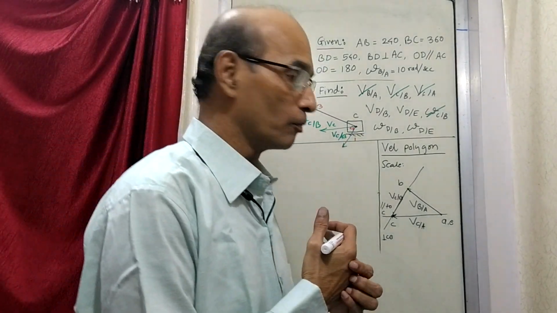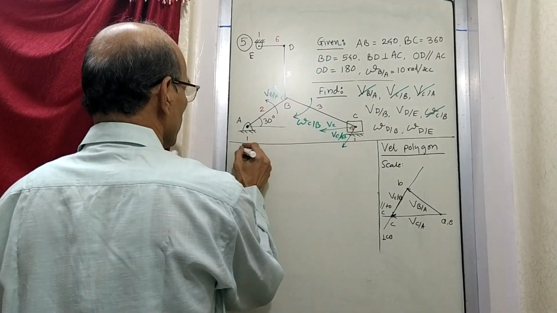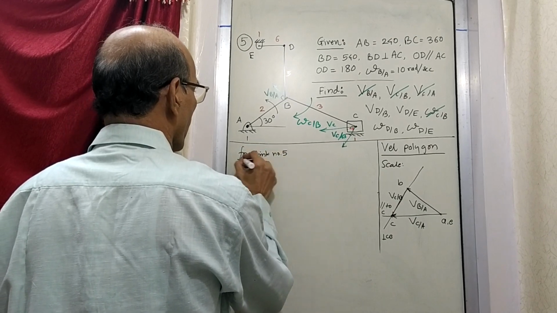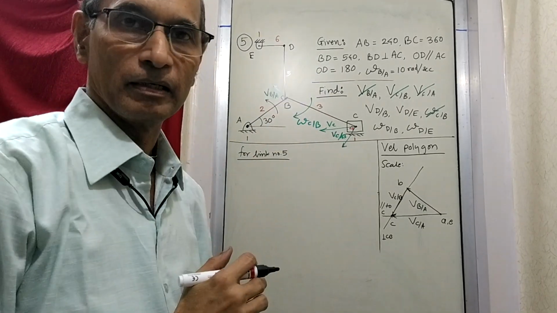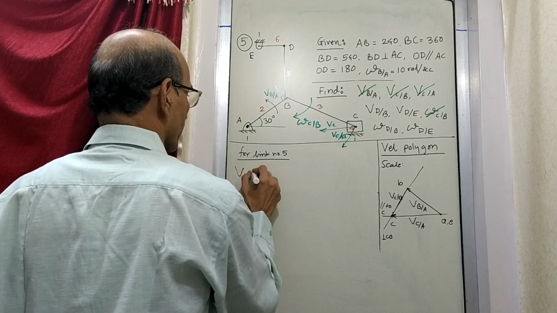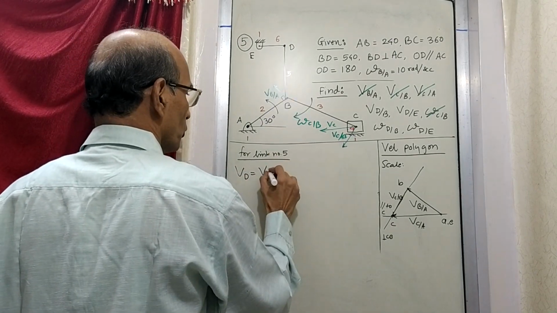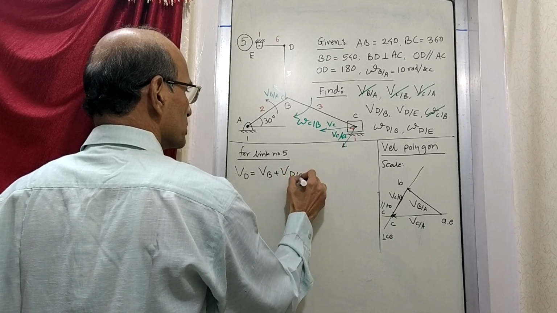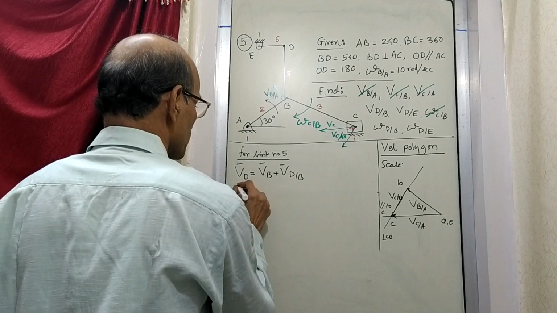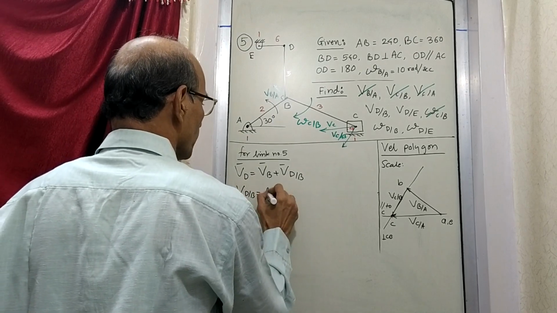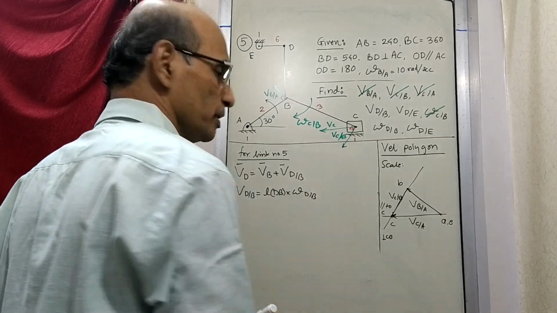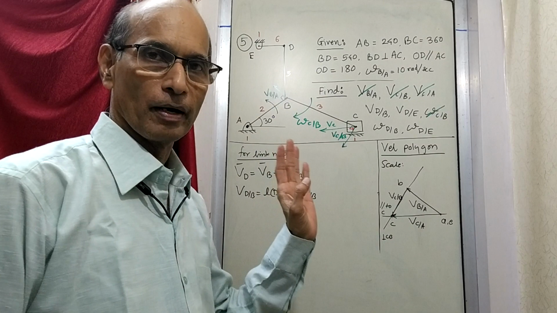Okay, so now let us move ahead and go to link number 5. For link number 5, what do we write? Velocity of any point on the link D is equal to velocity of B, which we know, plus velocity of D with respect to B, like this. Now out of that, velocity of D with respect to B is given by length DB into angular velocity of D with respect to B. So as usual, we have written it as R into omega.